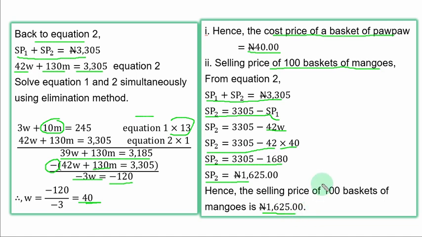Hence, the selling price of 100 baskets of mangoes is 1,625 naira. This is the end of question 9. Let's proceed to question number 10.